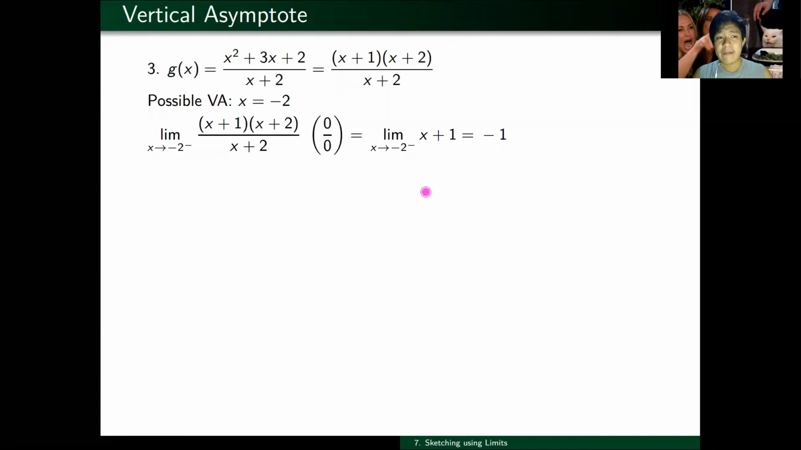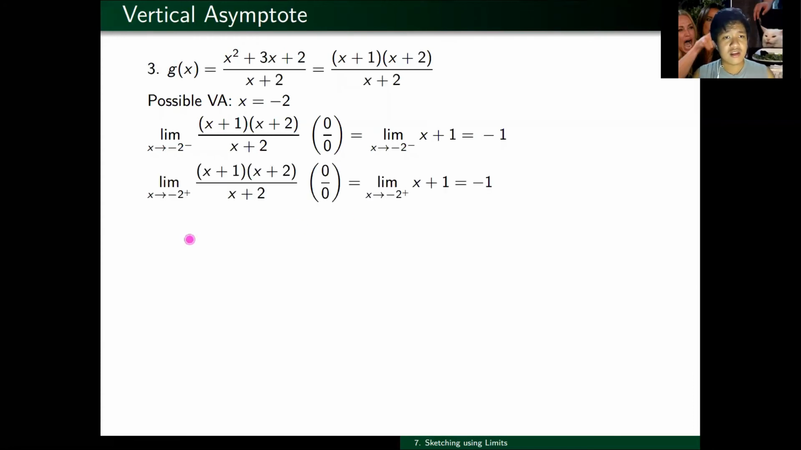May pinagkaiba ba pag limit from the right? Wala. Ganun lang din. 0 over 0 pa din yan. Magka-cancel lang si x plus 2, x plus 1 pa din, negative 1. But that's my only suspect and hindi pa siya naging VA. Therefore, this function has no vertical asymptotes. Okay? So that's how you compute the vertical asymptotes of your function.